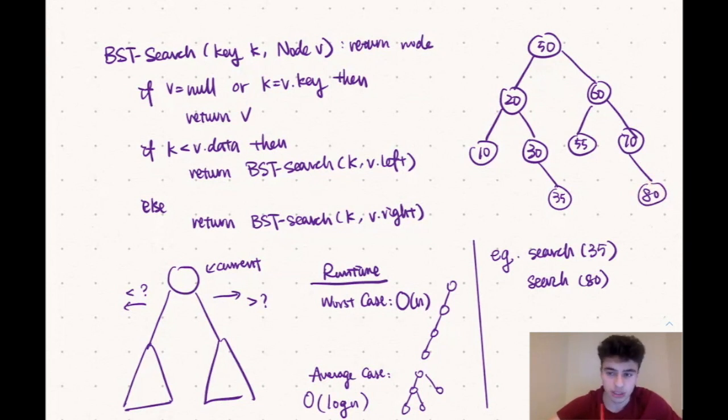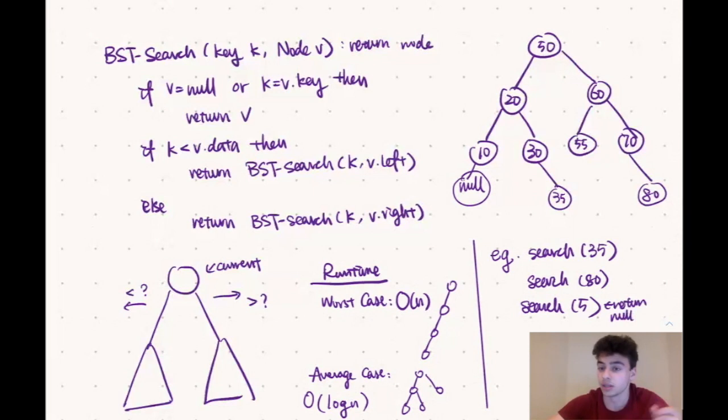Let's do one more example. Let's search for 5. So 5 is less than 50, so we move left. 5 is less than 20, so we move left again. 5 is less than 10, so we move left. But we're now at null, so our v is null. Luckily, we have a condition here that says if v is null, just return v. So our algorithm returns null, which makes sense because 5 is not within the tree.